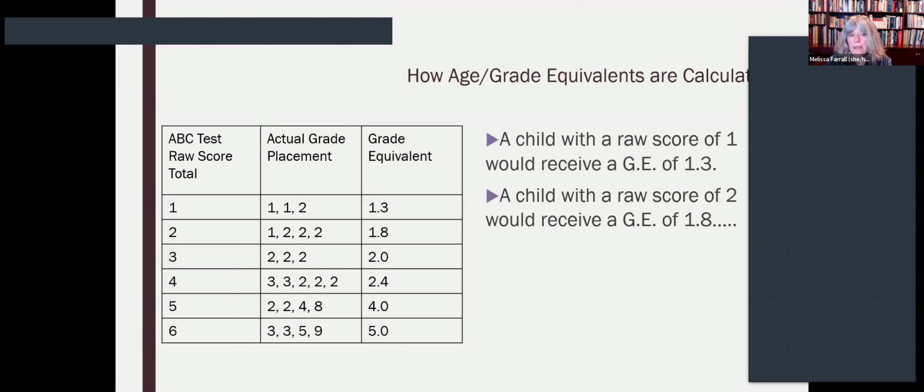I'm going to jump ahead. All the kids who got a raw score of 5 were in second grade. We had a 4th grader and an 8th grader. When I take the average, I get a grade equivalent of 4.0. And when I look at the kids who got a raw score of 6, the actual grade placement of those kids was 3rd grade, 5th grade, and 9th grade. And when I take the average, I get a grade equivalent of 5.0.